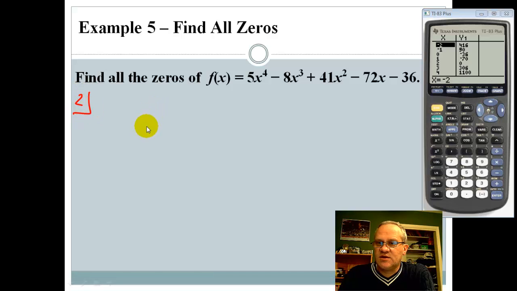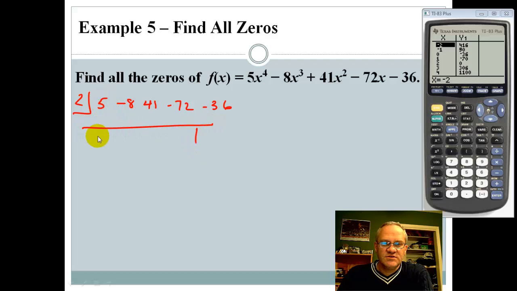And so we're going to do synthetic division here to take that factor out. So here's what we have: 5, -8, 41, -72, -36. So 5, 10, add those two, 2, 4, 45, 90, what's that going to be, 18, 36, and 0. Good. Okay, so that worked out right.